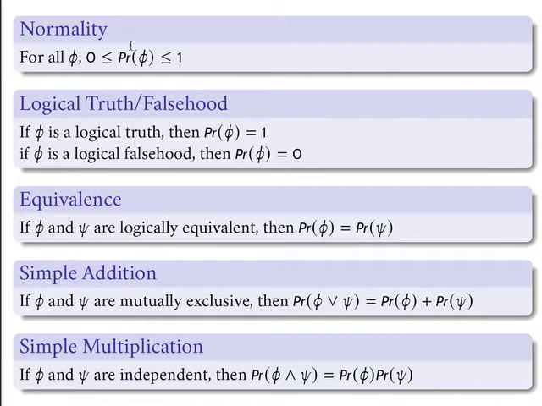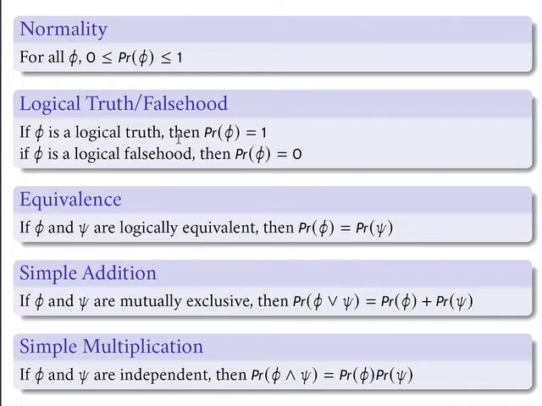So the most basic idea of probability is that for any sentence phi, the probability has to be between 0 and 1. The probability of some sentence phi might be 0 and it might be 1, but those are two extremes, and all probability lies between those extremes.